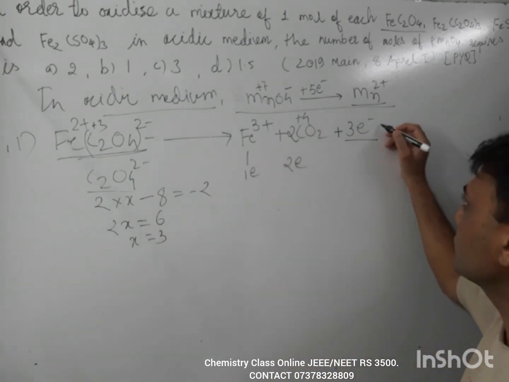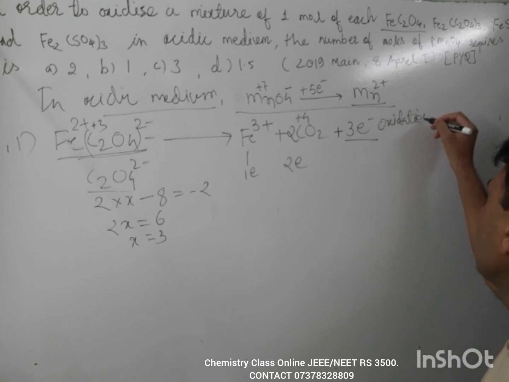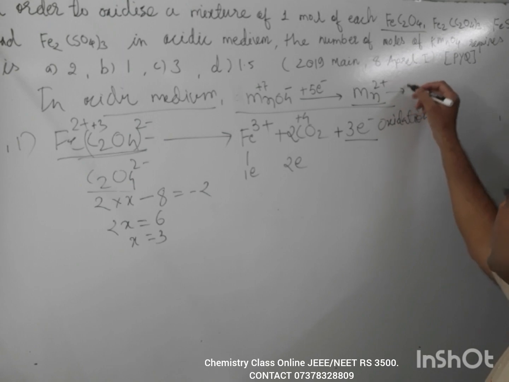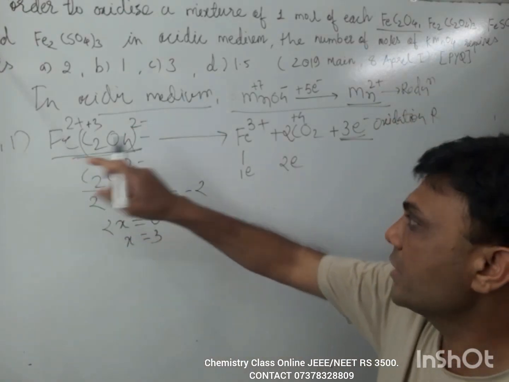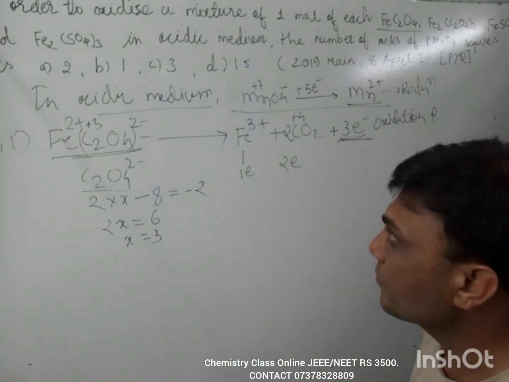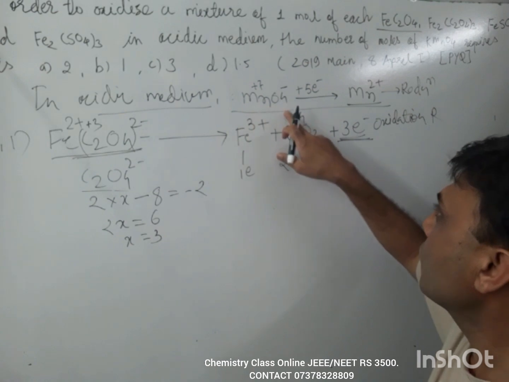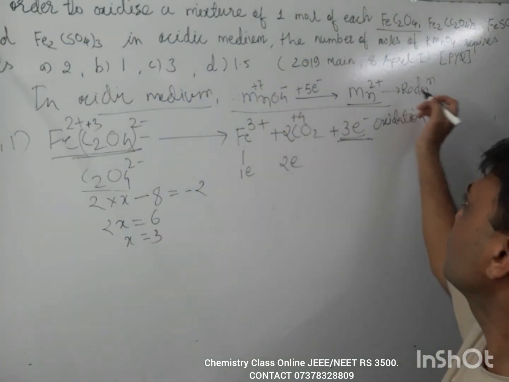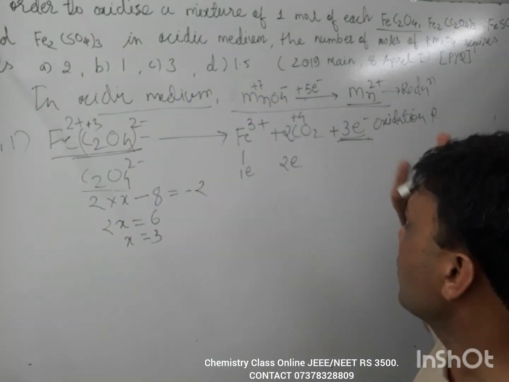Now this is an oxidation reaction, and that was a reduction reaction. For oxidation of this ferrous oxalate, 3 electrons are removed, and when there is a reduction of MnO4 negative, 5 electrons are accepted. I mean, this is a reduction reaction, this is an oxidation reaction.